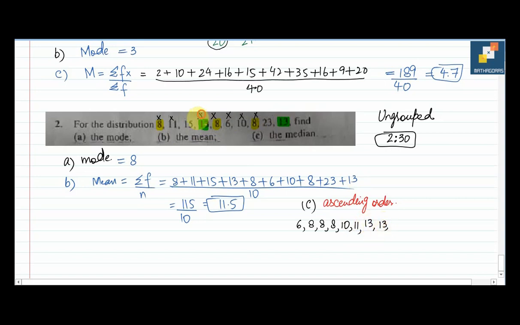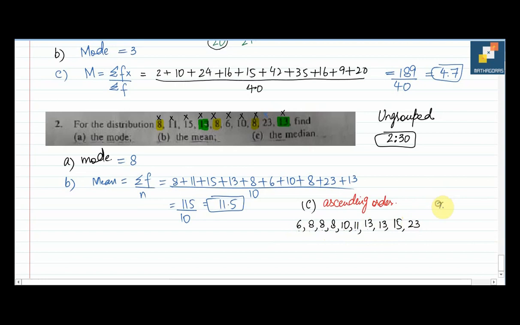So 13 and 13, and after that I have 15, and lastly I have number 23. To make sure that I didn't leave any value, I will just count the values once again. 1, 2, 3, 4, 5, 6, 7, 8, 9, 10. All right, so there are 10 values.